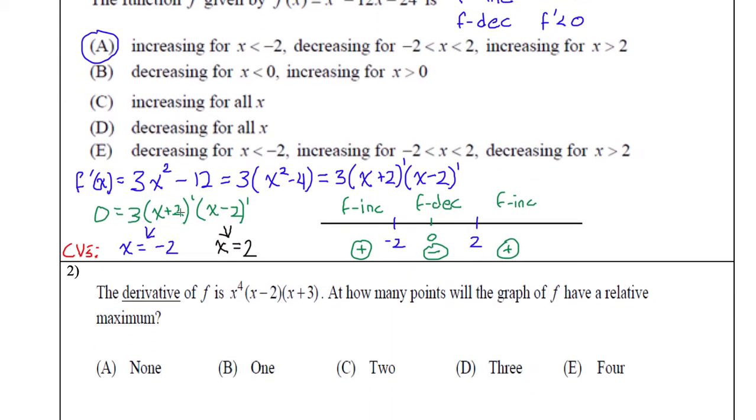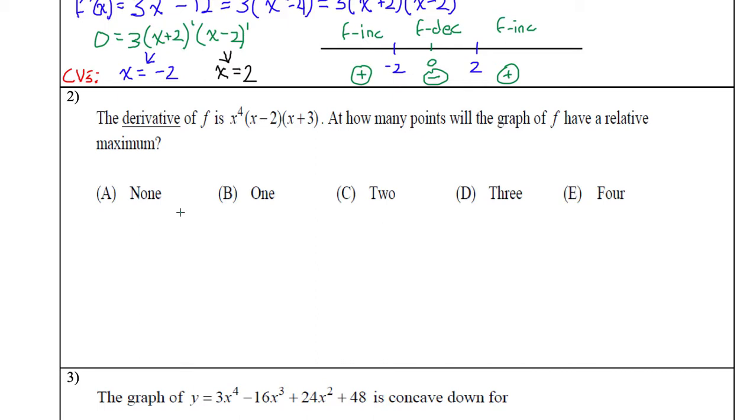All right, so number 2. The derivative of f is that, oh, we already have the derivative. Nice and easy. I'm looking for where I have a relative maximum. So here's your question. What is the definition of the function relative maximum? And the definition is where f prime has a sign change.